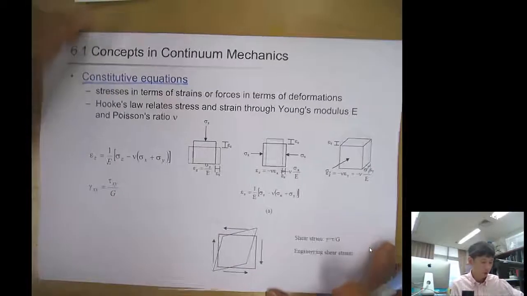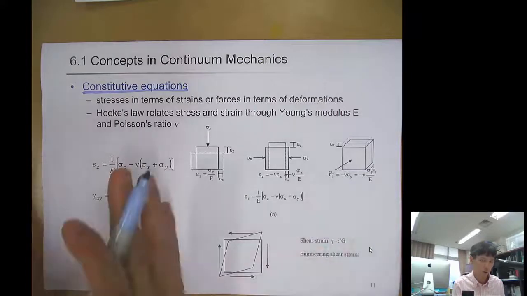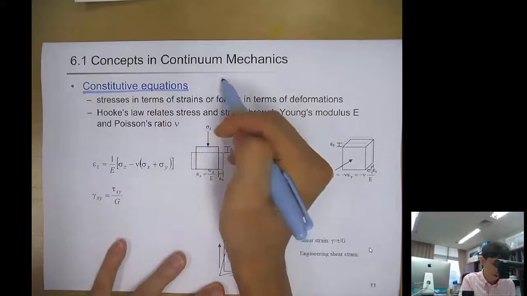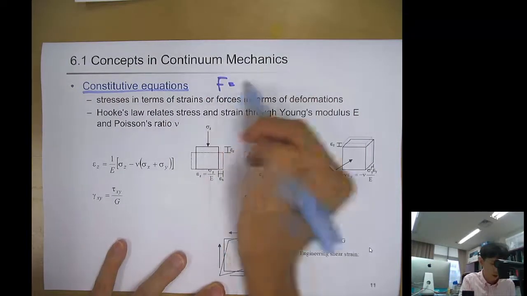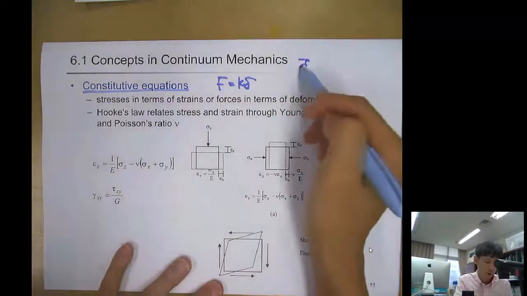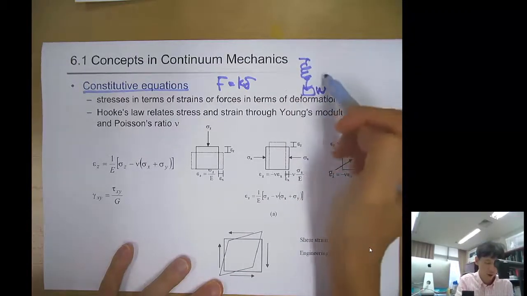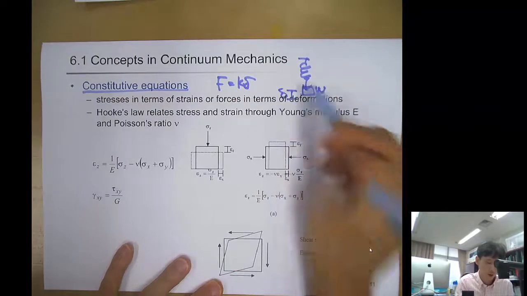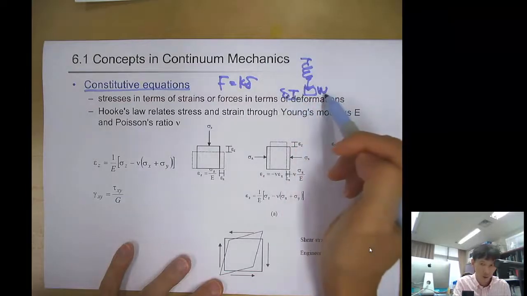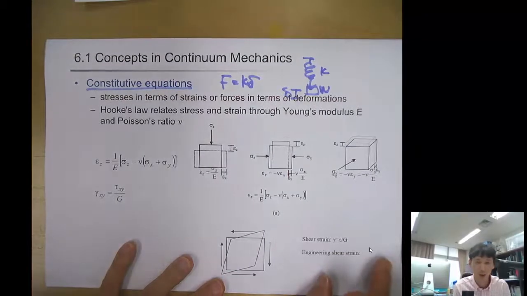So constitutive equations relate the stress and the strain, or force and the deformation. The easiest constitutive equation is Hooke's law. So that relates the delta with the k, right? When you have a spring with a weight, and you have a deformation by delta, this delta, the displacement, and the force are related by this elastic constant called spring constant k.